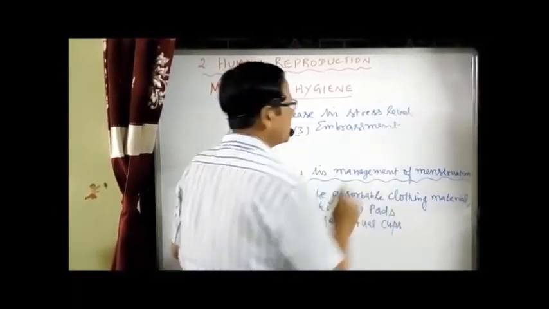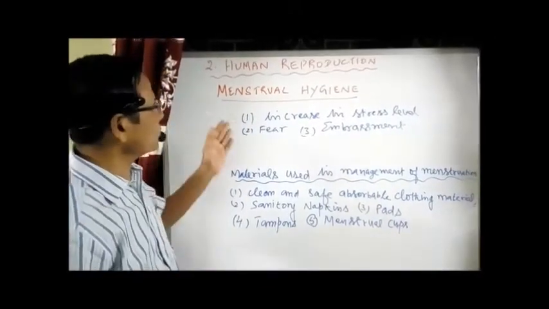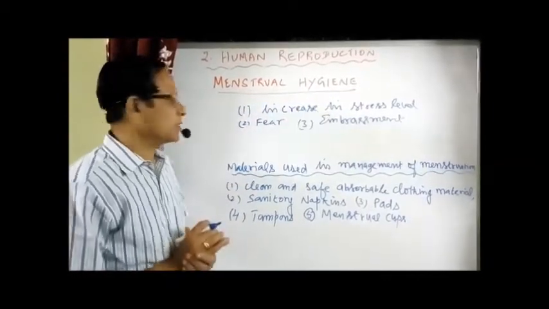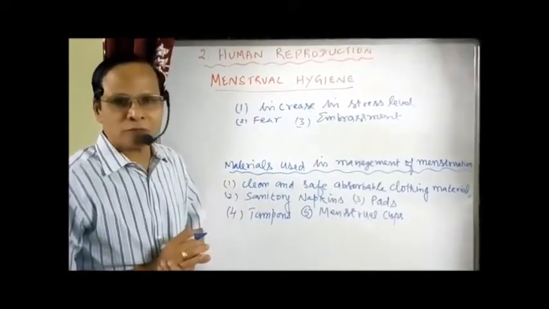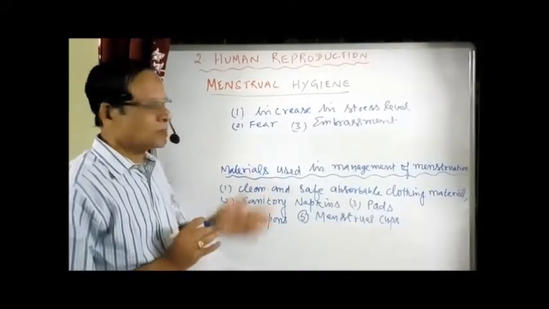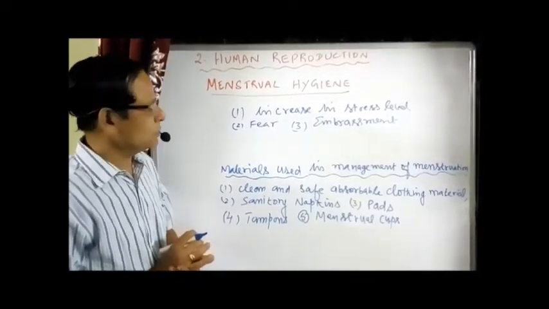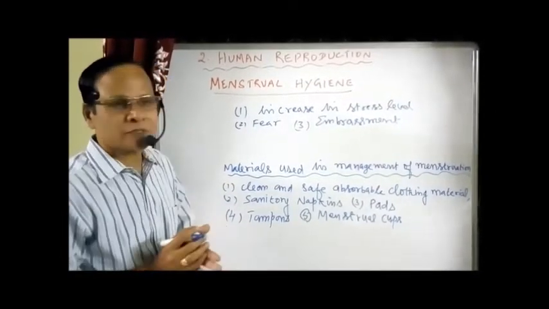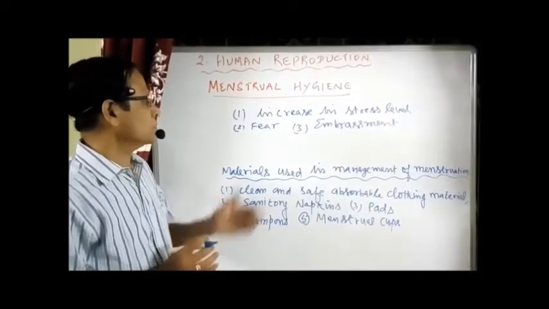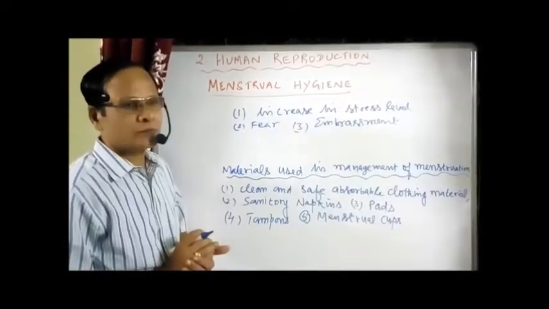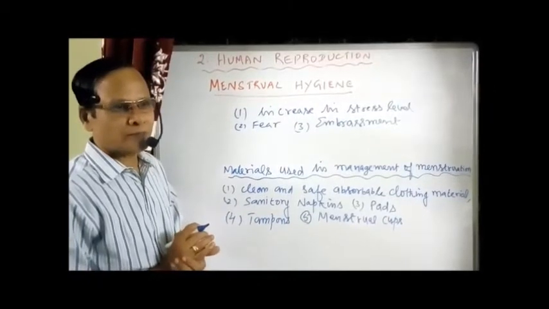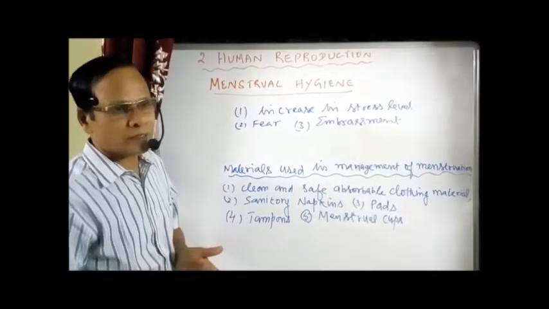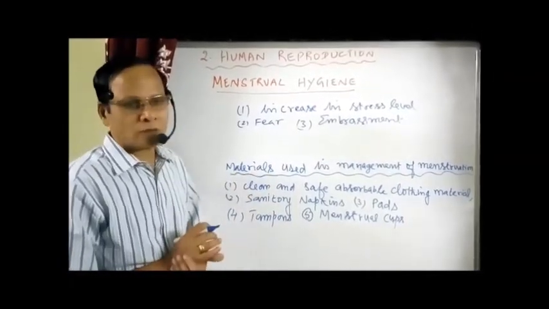Embarrassment during such periods. So the impact of what we call poor menstrual hygiene is just an increase in stress level, fear and embarrassment during that period. This normally keeps the girls inactive during the menstrual periods, leading to absenteeism from school. So the females become inactive because of poor menstrual hygiene, and it makes them stop attending school and colleges.